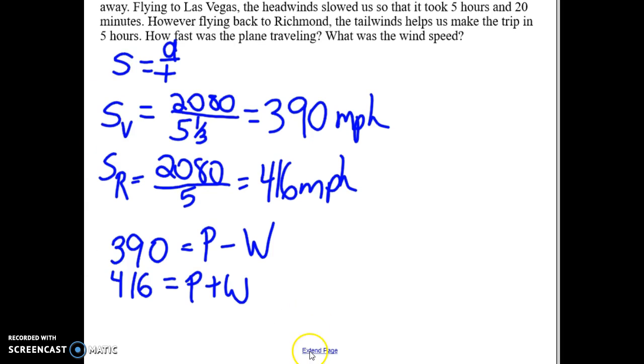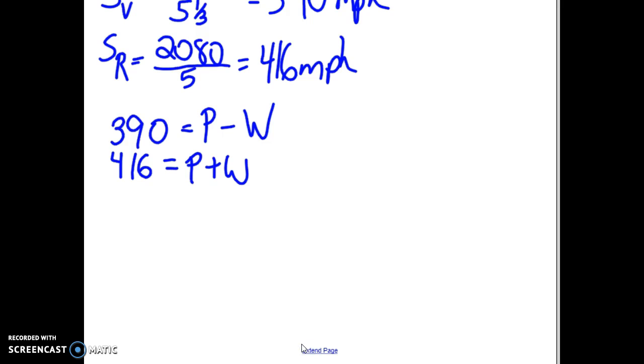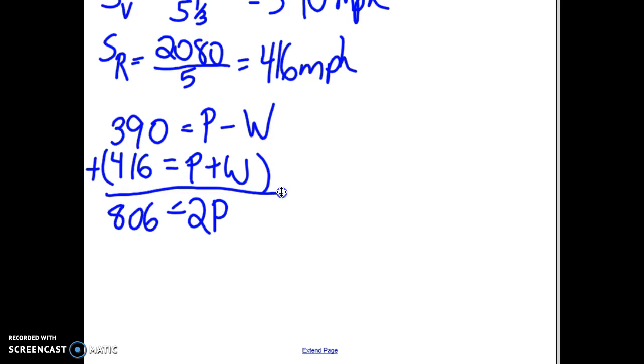So now I'm going to come down here, I'm going to extend my page. So if I use elimination, I can easily see that I could cancel out my w's if I add these two equations together. So if I add the second equation to the first, I end up with 2p equals 806. And so p has to equal 403 miles per hour. That means my plane is flying at 403 miles an hour.